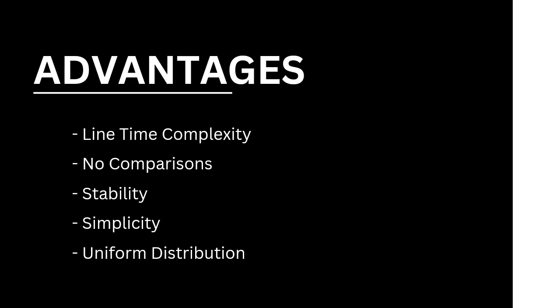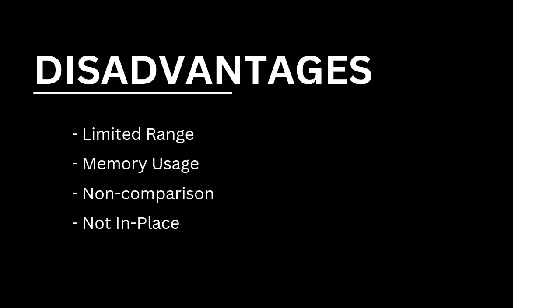Let's take a look at the disadvantages before we start coding. The disadvantages are limited range, memory usage, non-comparison, and not in place. Basically it does not do the swapping, and it does not have the comparison. It uses a lot of memory because it creates multiple arrays for each unique value, and it has a limited range, because you cannot have huge data when working with this algorithm, since it is inefficient with large values.